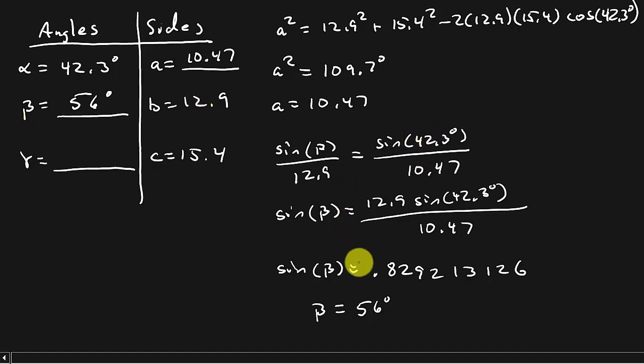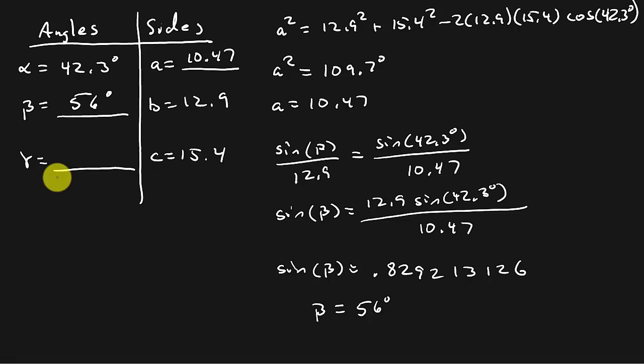But if I did this with gamma and I go through the law of sines and I do the inverse sine of whatever, it's going to give me an angle in the first quadrant. But I don't know that gamma is in the first quadrant. It could be in the second because it's the largest angle. Okay, does that make sense?